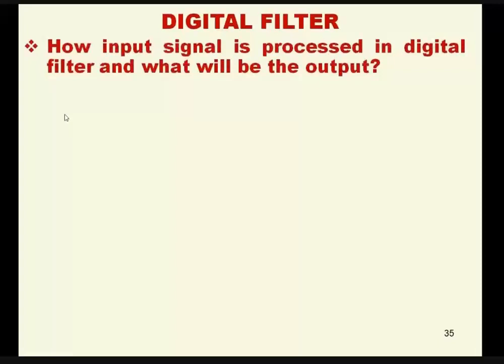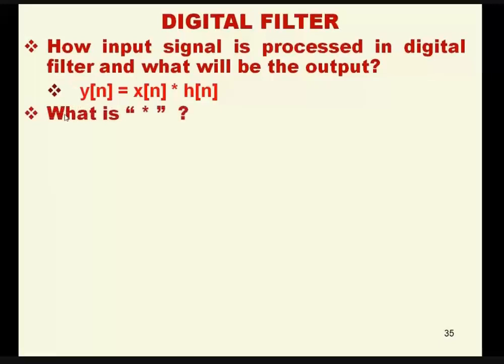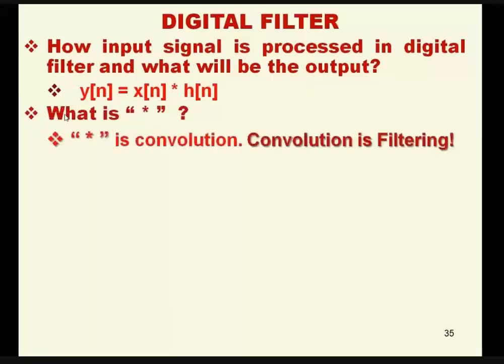It's very interesting. This is with respect to the digital filter. How is the input signal processed in a digital filter and what will be the output? Here, y of n equals x of n convolved with h of n. The star denotes convolution. So convolution is filtering. Now it's very interesting, right?